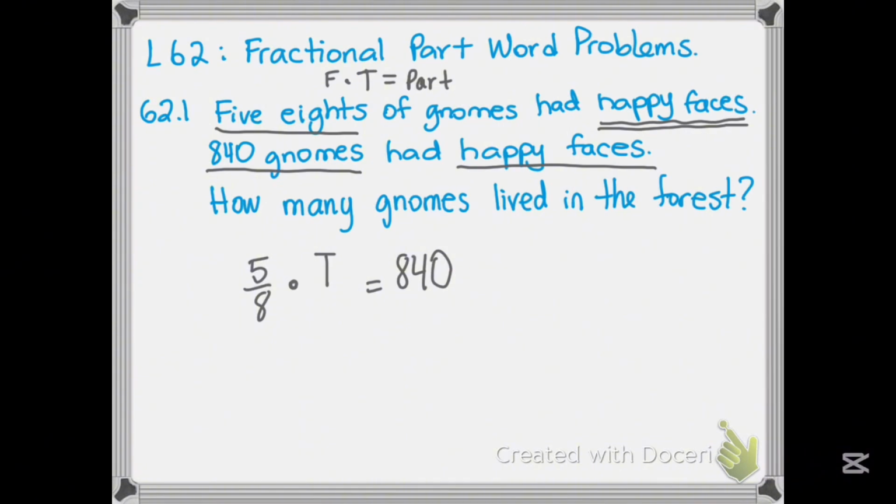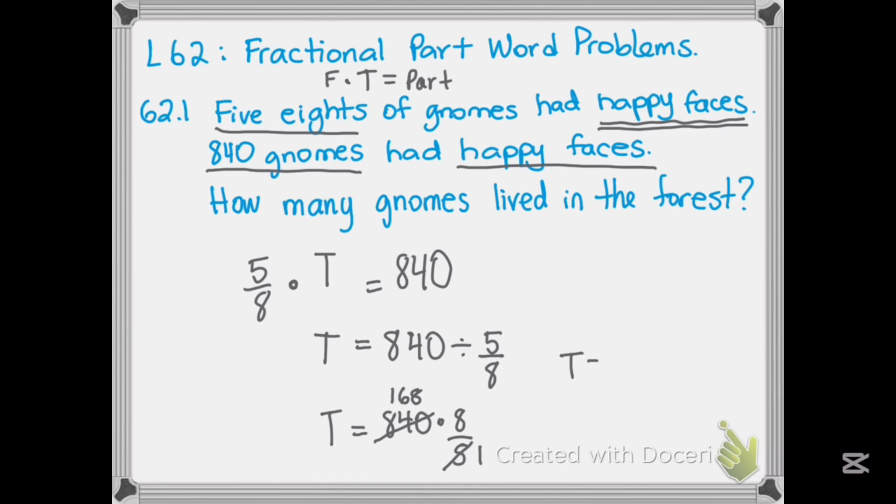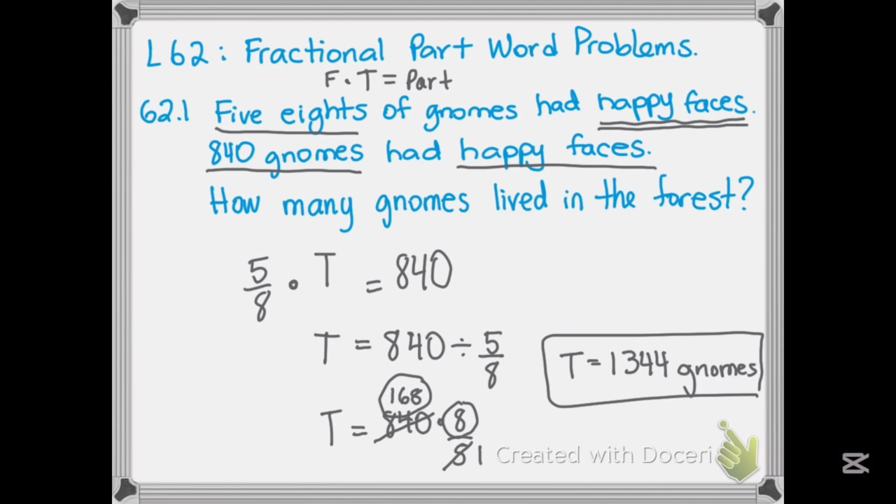Now to solve for t, we just have to pass the 5/8 to divide. And remember, when we divide by a fraction, we have to multiply by the reciprocal. And before we multiply, we reduce or simplify. So I divide by 5 is 1. And if I divide here by 5, it's going to be 168. Finally, we multiply the 168 times the 8. And the answer is 1,344 gnomes. That's our total. Very simple.